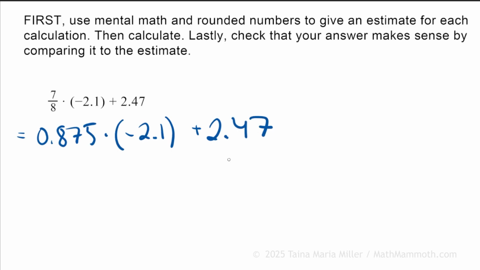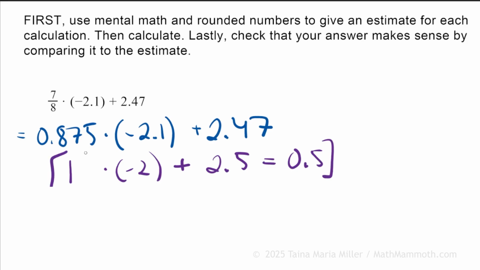And what is my estimate? I'm going to round this to an easy number that I can calculate with, such as 1 or 0.9. Let's say I use 1. And here, since I rounded this up, I will round this down to -2. And this one, I will use 2.5. So this gives me my estimate. -2 plus 2.5 would be 0.5.